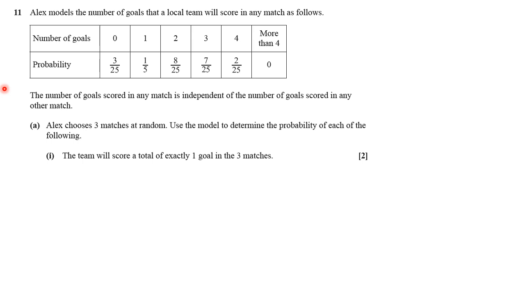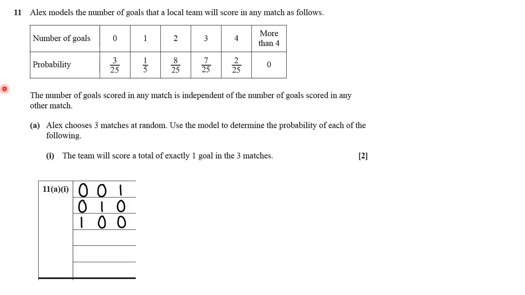A. Alex chooses 3 matches at random and uses the model to determine the probability of each of the following. I. The team will score a total of exactly 1 goal in the 3 matches. Now we've got 3 different possible ways this can happen. We can score 0, 0 and then 1, 0, 1 and then 0, and 1, 0, 0. So let's start by looking at the probability of this first case happening.